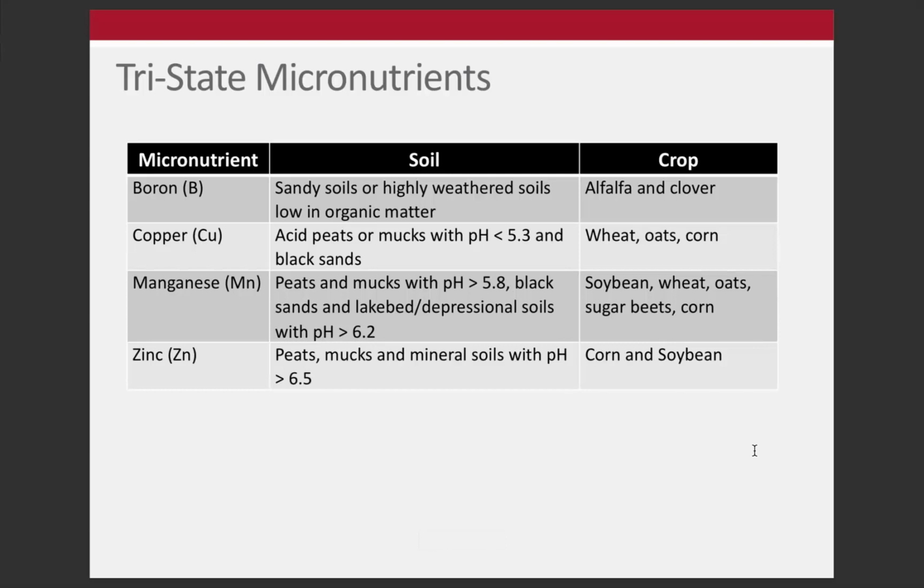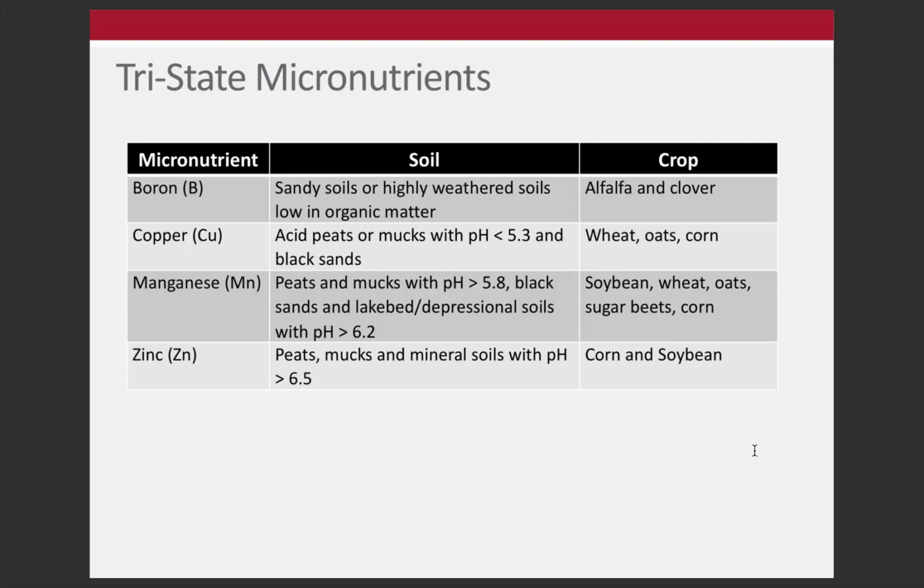In instances where you will find micronutrient deficiencies are more likely to exist, and this is again a table originally from this tri-state published in 1995, and here's what they say. They say, for example, boron deficiencies, you're most likely going to find them in sandy soils or highly weathered soils that are low in organic matter. The crops that are most sensitive to boron deficiency are alfalfa and clover, so these legumes.